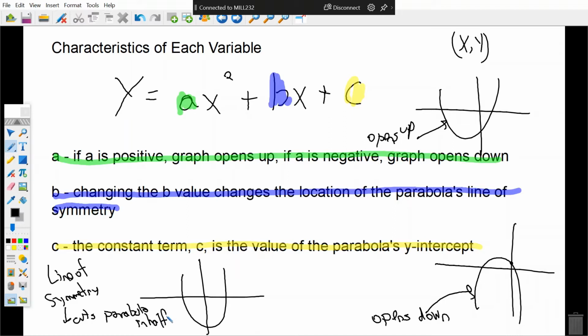Okay? So the line of symmetry is like right there, or right there, or right there. The line of symmetry is the line that cuts the graph in half. And changing the B value changes the location of the line of symmetry. We'll get into that more later. That'll make more sense as you go. But those are the basics for now, okay?